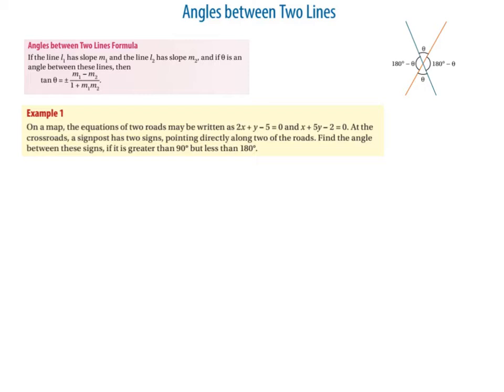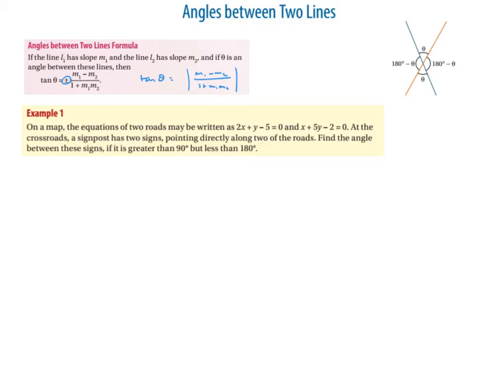Now you might also see this in a book as tan theta is equal to the modulus of M1 minus M2 all over 1 plus M1 multiplied by M2. It's exactly the same thing. The whole idea of this plus minus means that we can use the modulus instead. In fact, we quite often do that. Okay, so let's have a look at an example on how this works.